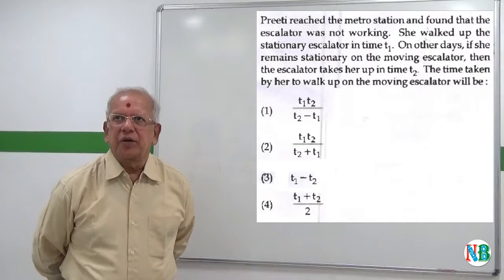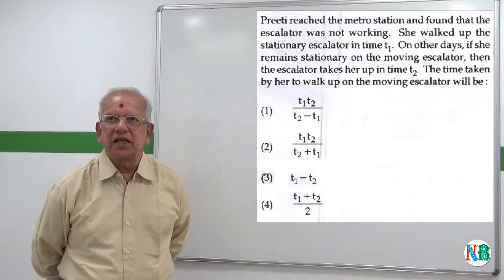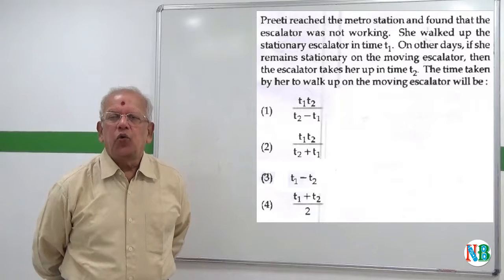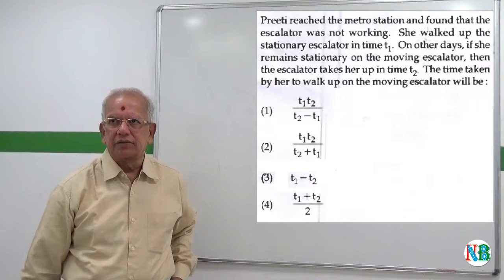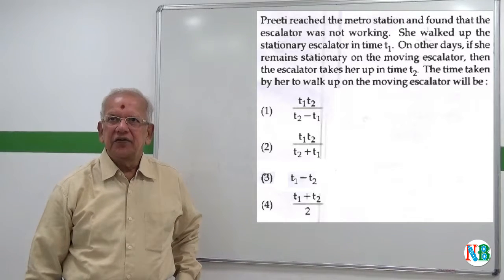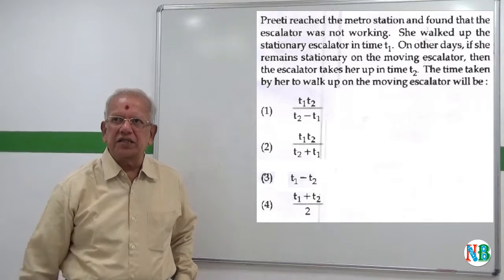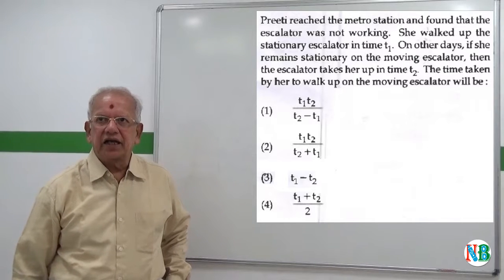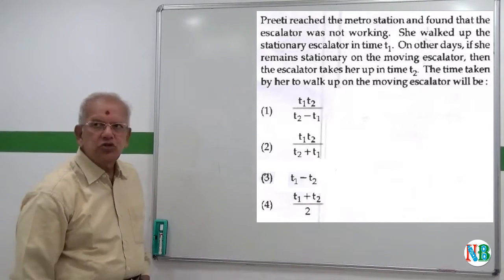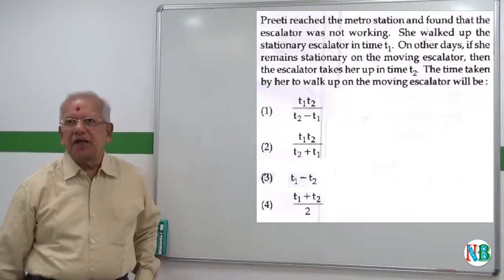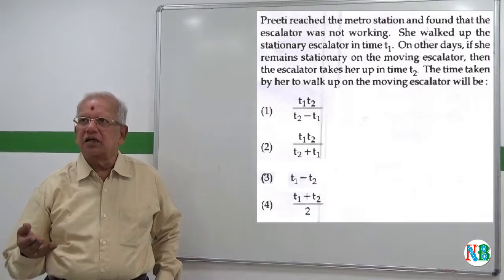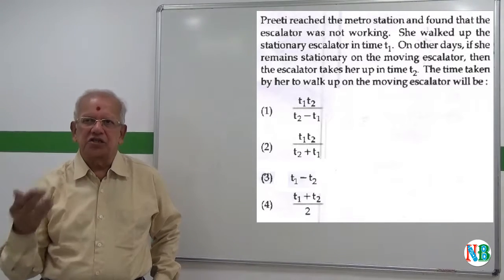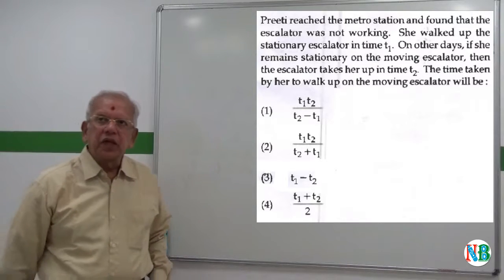Preeti reached the metro station and found that the escalator was not working. She walked up the stationary escalator in time t1. On other days, if she remains stationary on the moving escalator, then the escalator takes her up in time t2. The time taken by her to walk up on the moving escalator is the same. He has given some 4 choices. Now let's look at the problem.